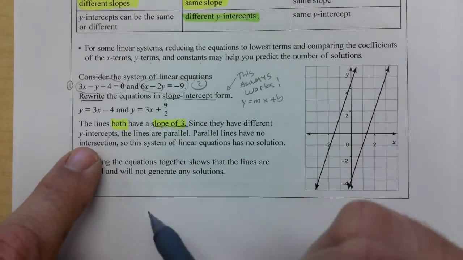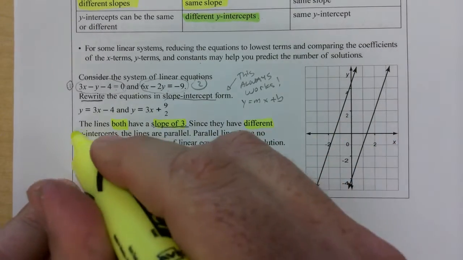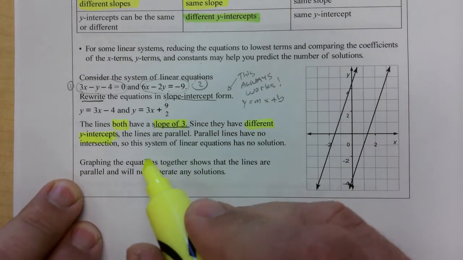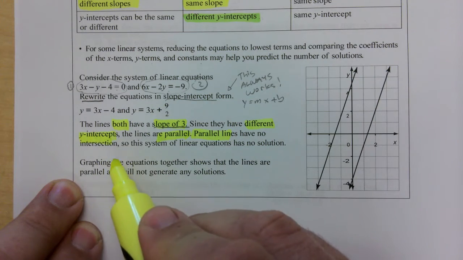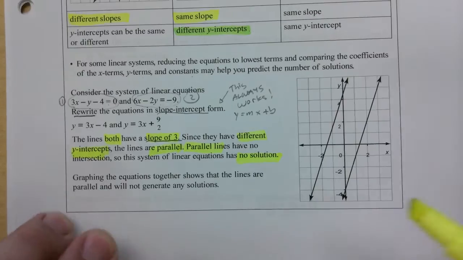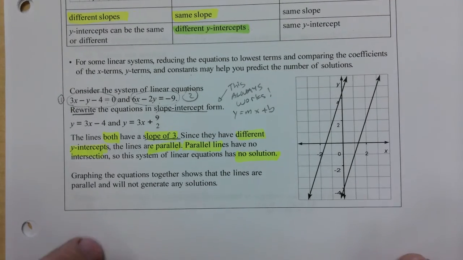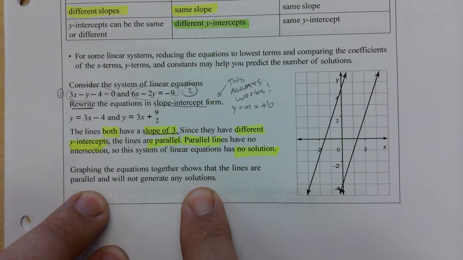Since they have different y-intercepts, right? Different y-intercepts, lines are parallel. Parallel lines have no intersection, so this system has no solution. Graphing the equations together shows that the lines are parallel and will not generate any solutions.